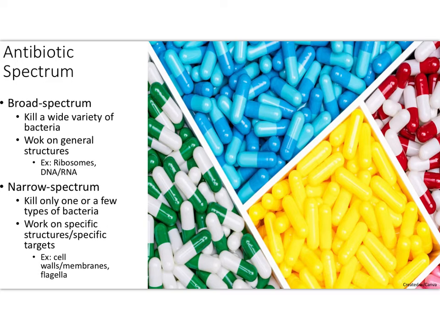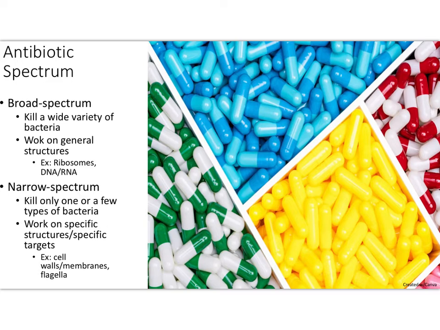Some antibiotics are very good at killing a wide range of bacteria. And they're good at that because they work on structures that basically all bacteria have. So some antibiotics are very good at doing things like inhibiting ribosomal function or interfering with DNA or RNA, or in some way just interfering with some kind of trait or characteristic that almost all bacteria have.